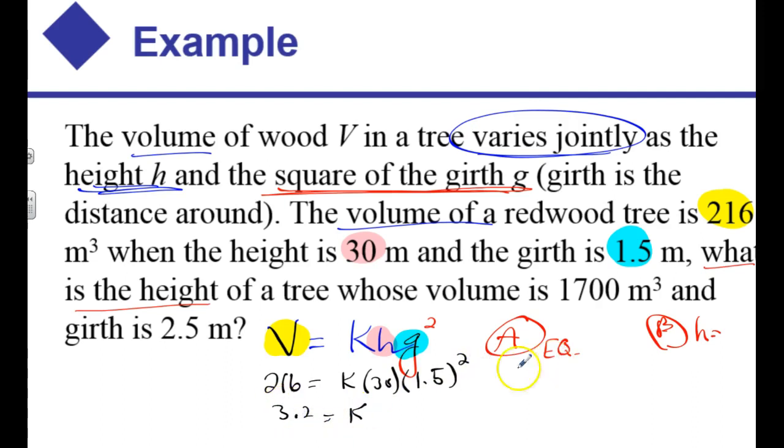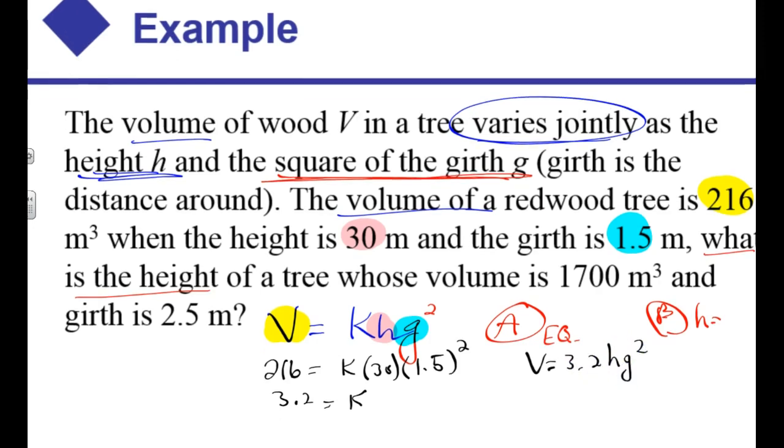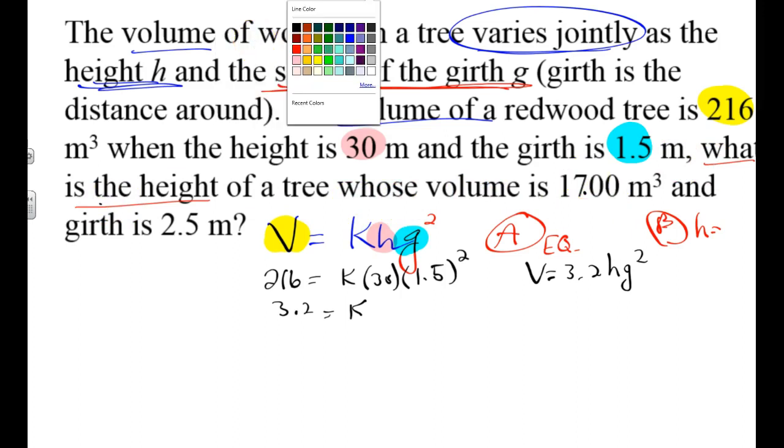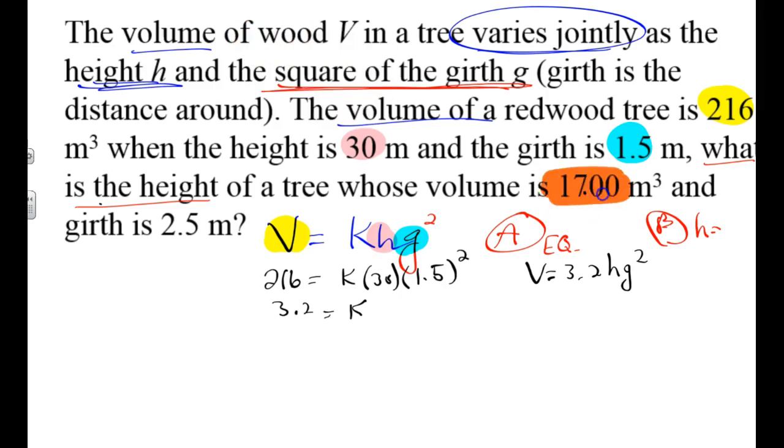You can pull out your calculator. But the equation would be V is equal to 3.2 h g squared. Then I'm going to try to answer the question by saying, what is the height of the tree whose volume is, so this is some new plugging in that I have to do. Let's see, this is now 1700.